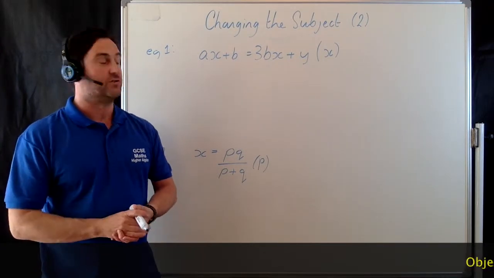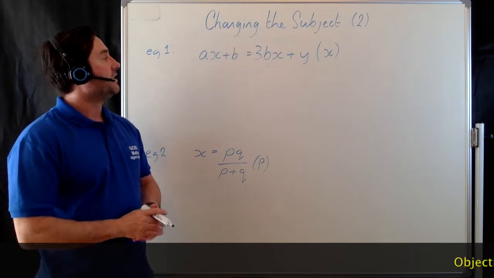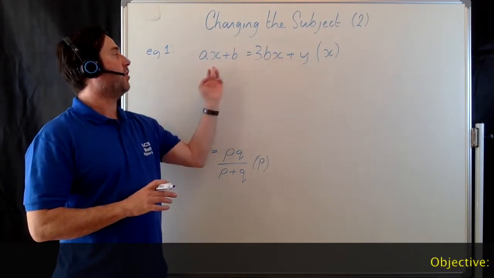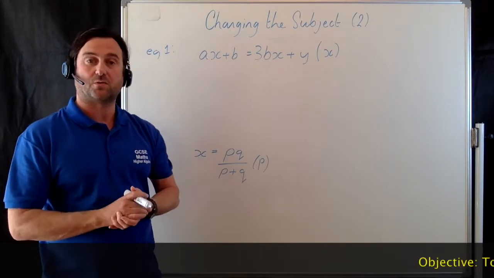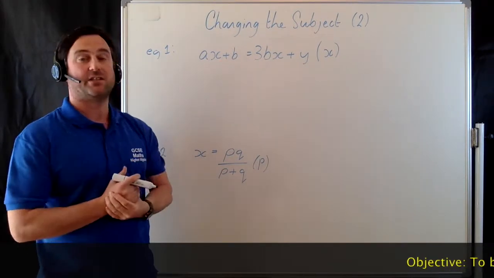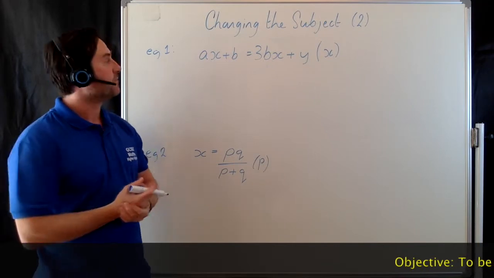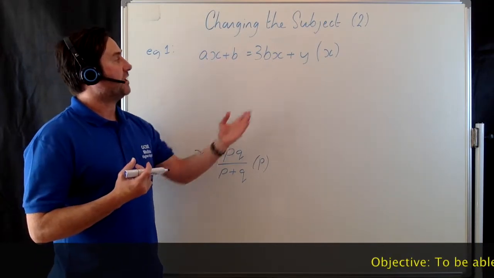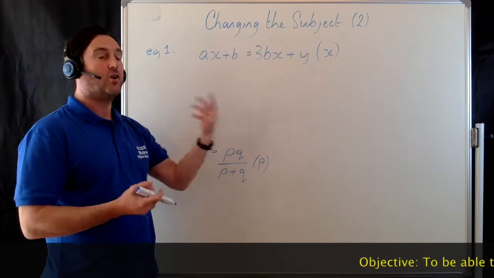This is the second tutorial because what we're going to look at today is changing a subject when you've got the subject on both sides, or the subject occurs twice. This is an A grade at GCSE Higher paper. Now what we've got to do to start this, I need to get the subject, the x, onto one side of the equation.